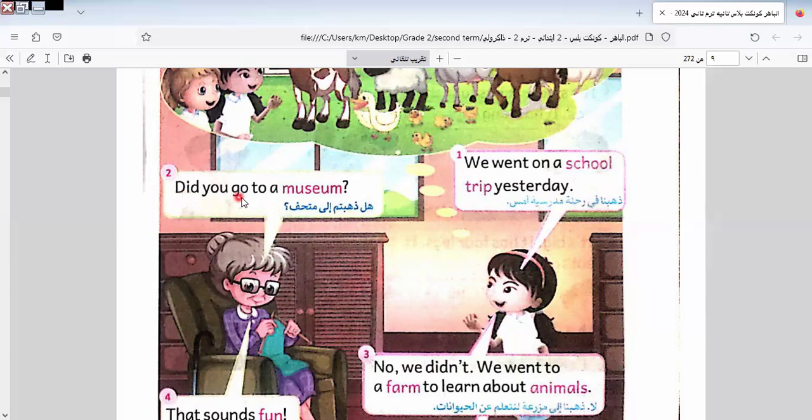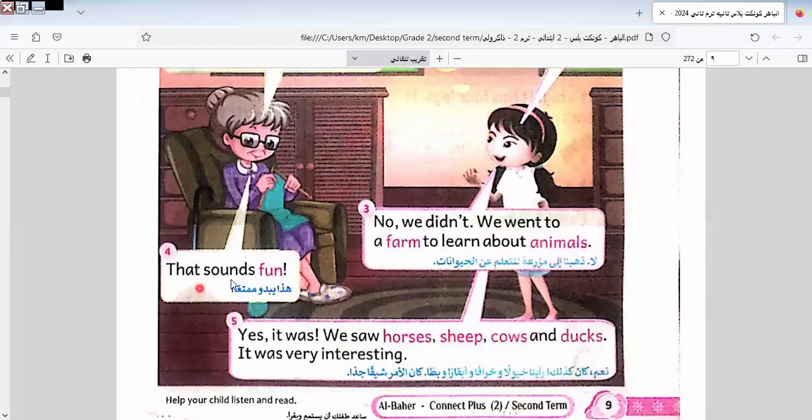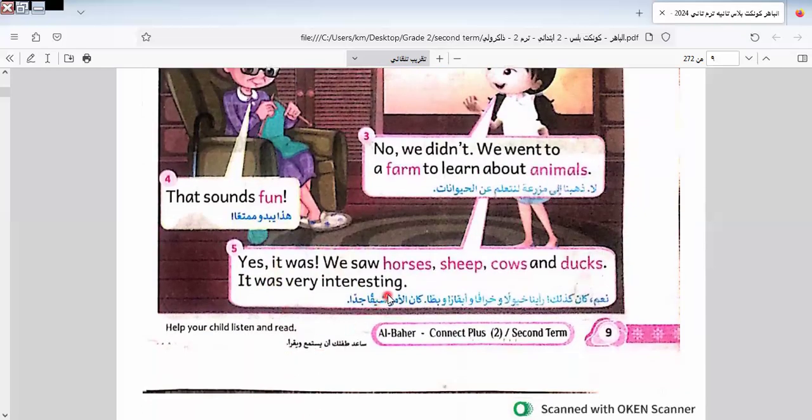Did you go to the museum? No, we didn't. We went on a farm to learn about animals. That sounds fun. Yes, it was. We saw horses, sheep, cows, and ducks. It was very interesting. As we told you before, we talk about the adjectives ing form and adjective ed form.